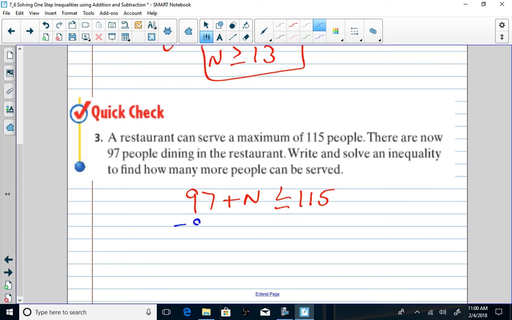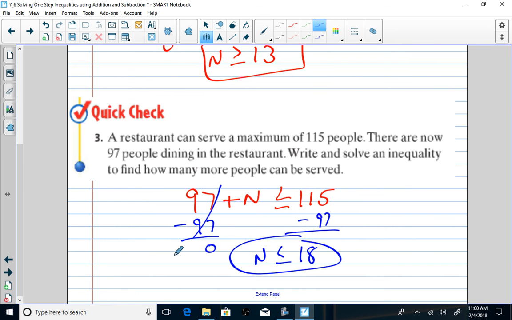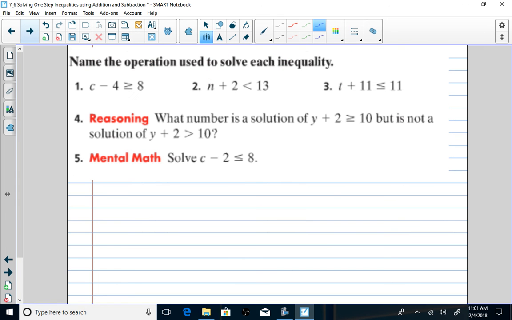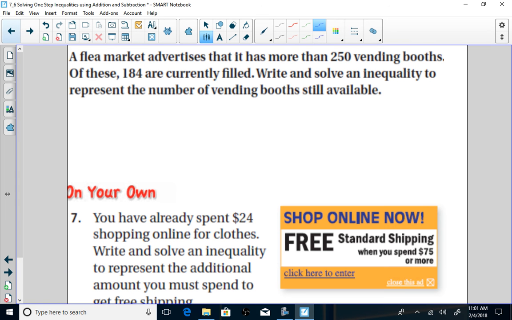To solve it, use the inverse operation. So I'm going to subtract 97 from both sides of the inequality. That's 0. N is less than or equal to 115 take away 97. What's that? 18. Right? And there's our answer. Okay, a couple more, and we'll be done. I think these are the last two we'll do. Right? Yep, these will be our last two.